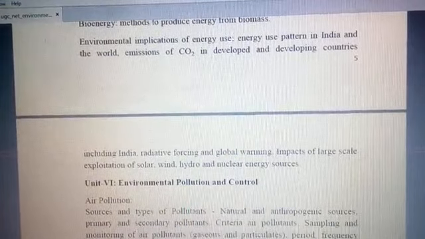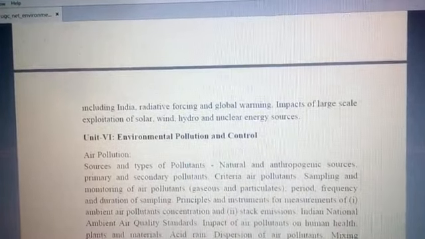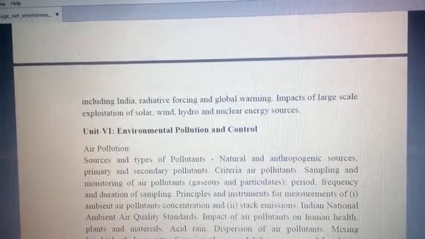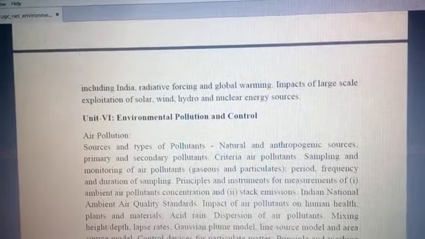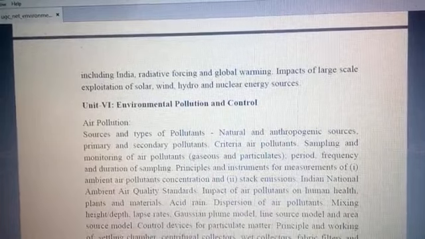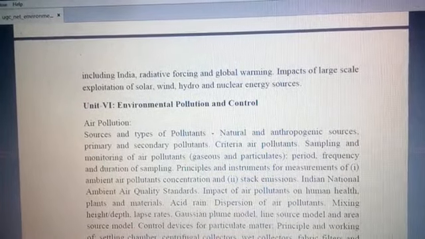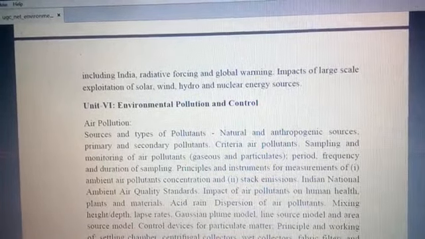In this, air pollution, source and type of the pollutant, natural and anthropogenic sources, primary and secondary pollutants, criteria air pollutants, sampling and monitoring of air pollutants, gases and particulate matter, period and frequency and duration of sampling. These are all things that will be discussed.